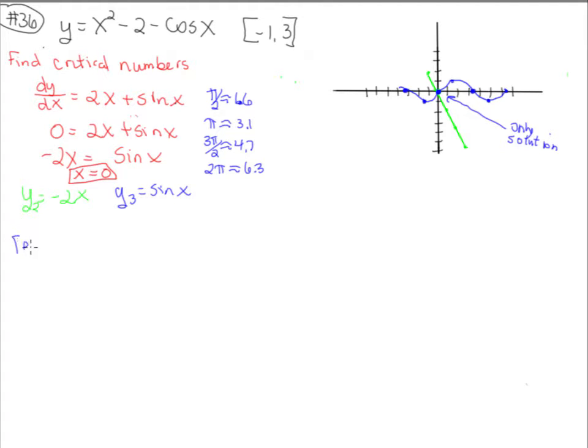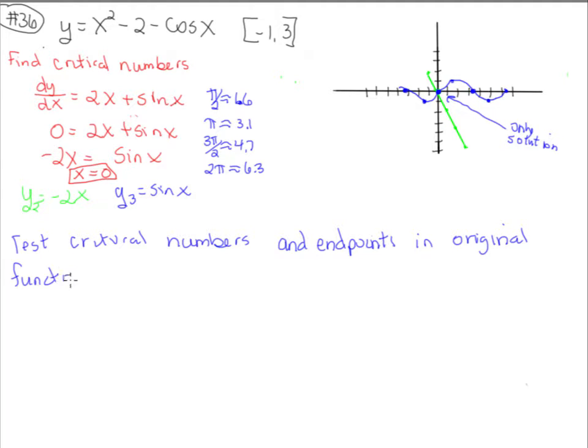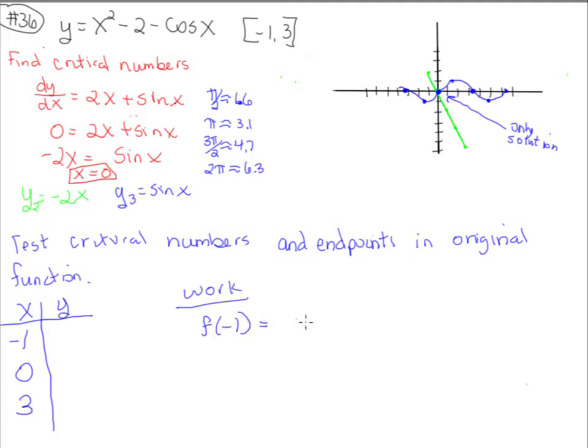Remember, step 2, when we're trying to find the absolute extremas on a closed interval, is now we need to test our critical number, which is 0, and our endpoints of negative 1 and 3 into the original function to determine which one gives us the largest and the smallest value. So we will set up our t-table again with our x values of negative 1, 0, and 3. Then we will plug in our y values into our original function, y equals x squared minus 2 minus cosine of x, and simplify it down and figure out our y values for each function.